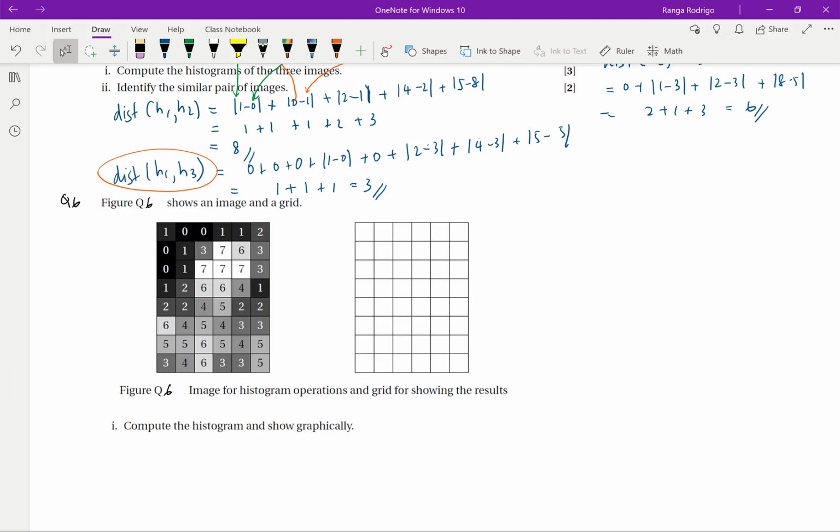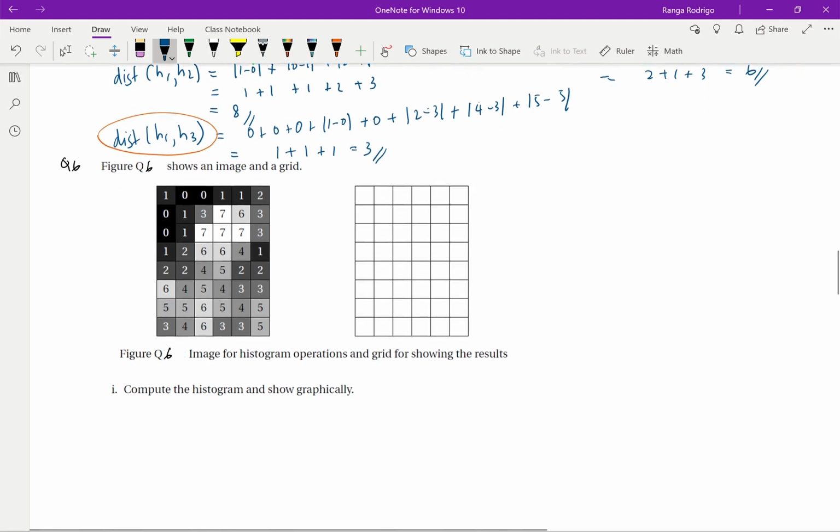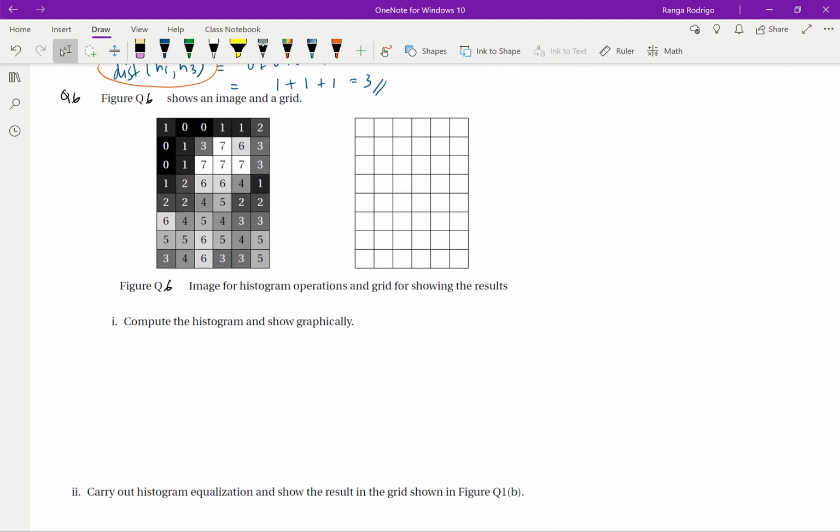Welcome back. Let's do question number 6 now. Figure Q6 shows an image and a grid. Compute the histogram and show graphically. So now you can notice that in this one the maximum intensity is 7. So it is a 3-bit image. So we can sketch the histogram.